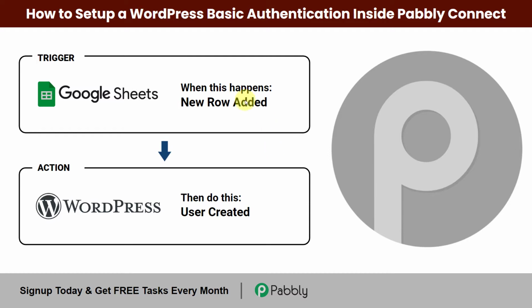What is happening here is we are adding a new row with the details of a person in Google Sheet. And in this automation, as we took the example, we are adding a new user. We are creating a new user in WordPress on the basis of those details. So let's begin with the automation and see how we do it.